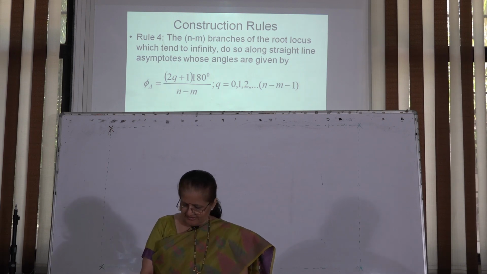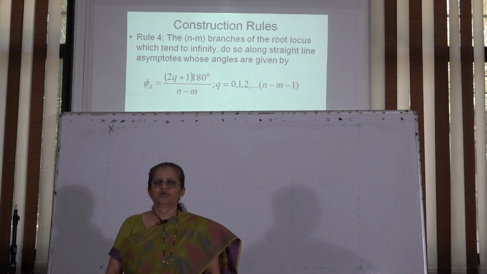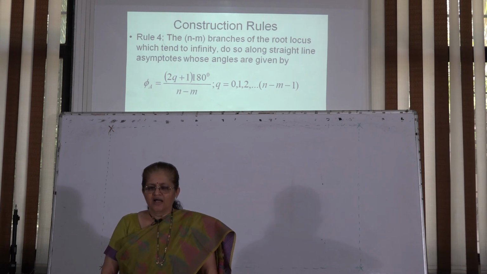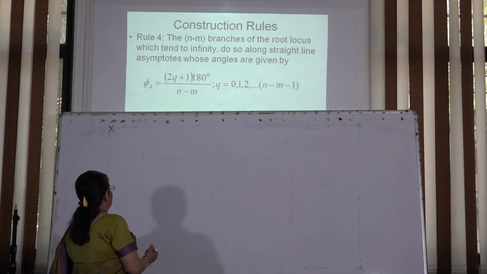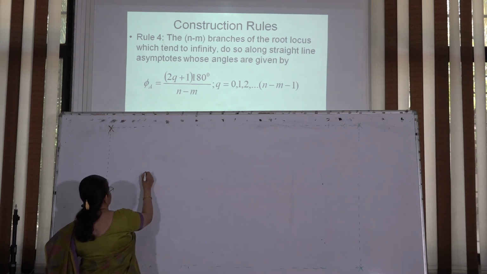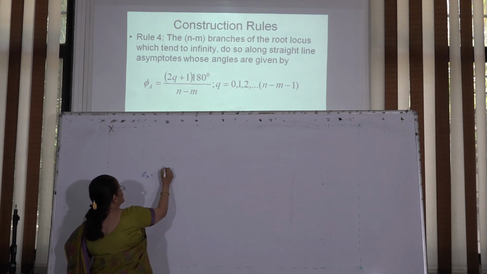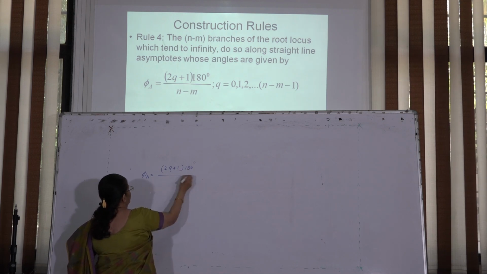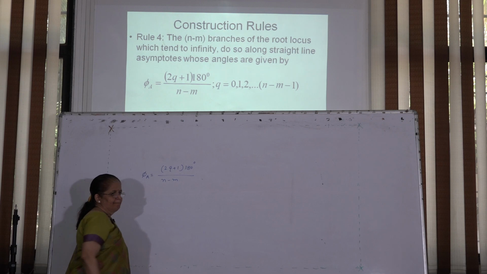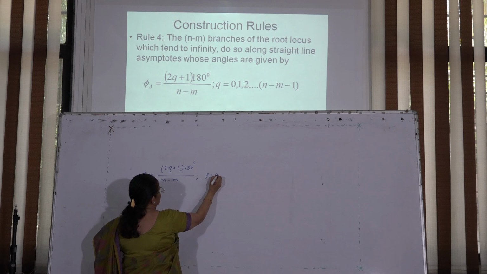So, it is now clear that n minus m branches will go towards infinity. Then how is it going towards infinity? Some asymptote is required and the angle is given as phi a is equal to (2q plus 1) into 180 degrees upon n minus m, where q is 0, 1.